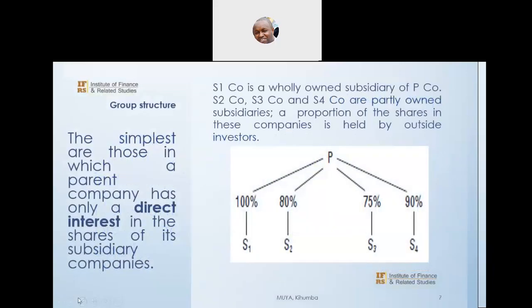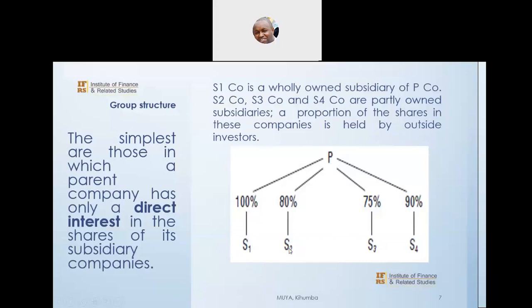What is the group structure like? Or how does a parent own a subsidiary? The parent can own a subsidiary through what we refer to as direct interests. For instance, in the diagram that we have, P owns directly S1, and it owns 100% of the equity capital of S1. And therefore, P owns S1 100%, and we could say S1 is a wholly owned subsidiary of P.